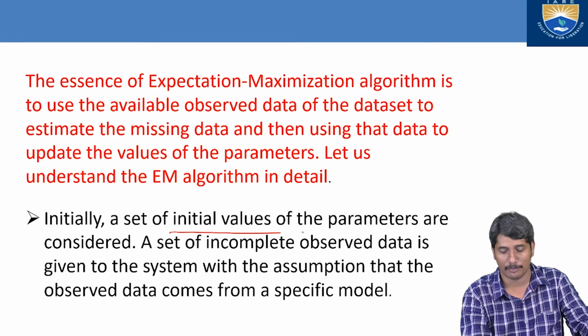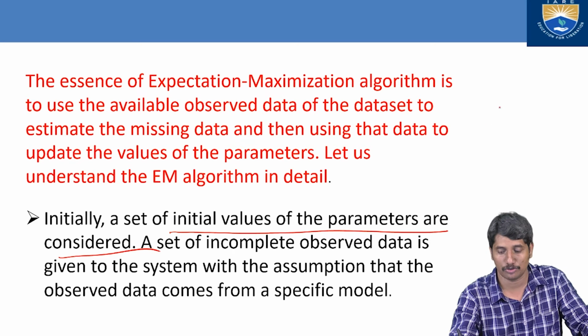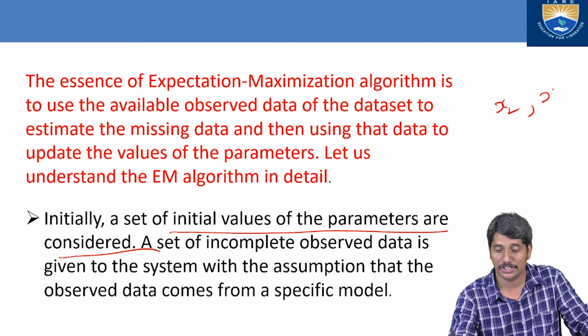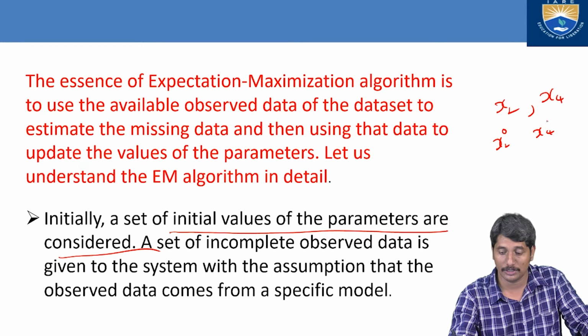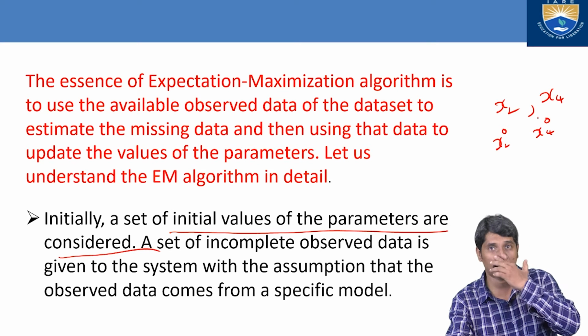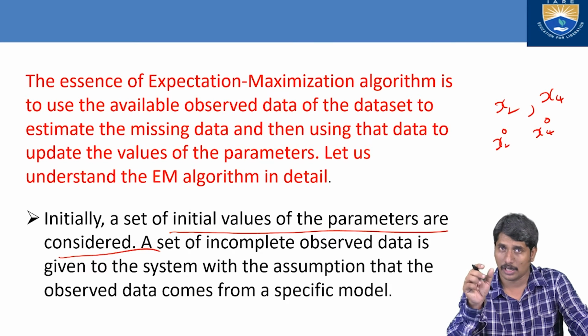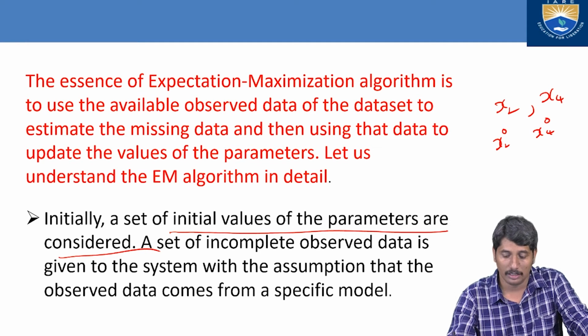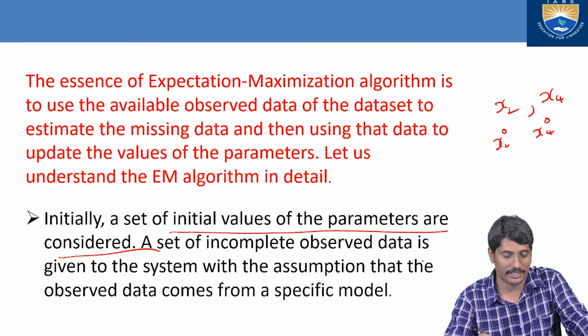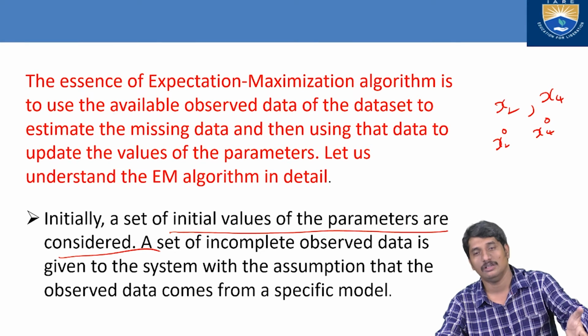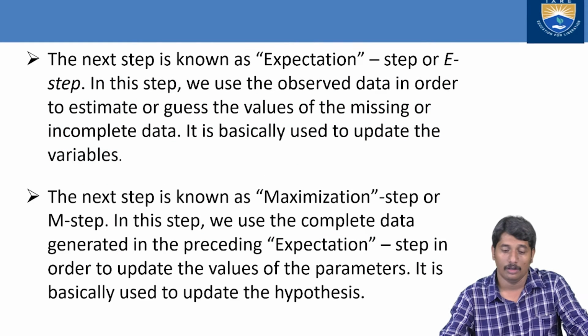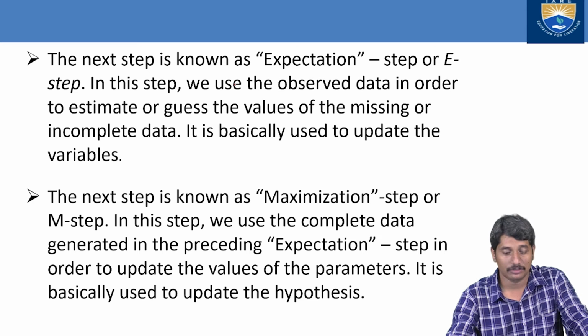Initially, a set of initial values of the parameters is considered. Suppose you are trying to estimate the missing features x2 and x4. So you start with x2 0, x4 0, some initial guessed values, where 0 means the very beginning iteration. A set of incomplete observed data is given to the system with the assumption that the observed data comes from a specific model, meaning the statistical distribution, the formula through which you are going to iterate the values.